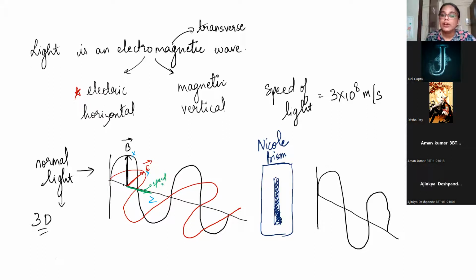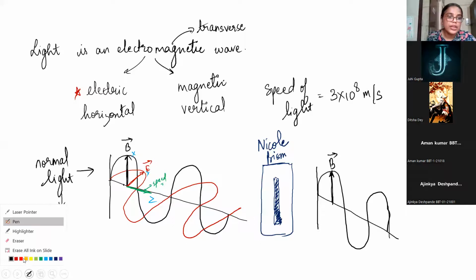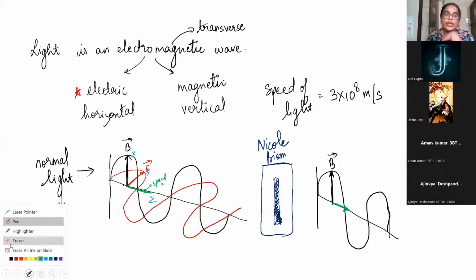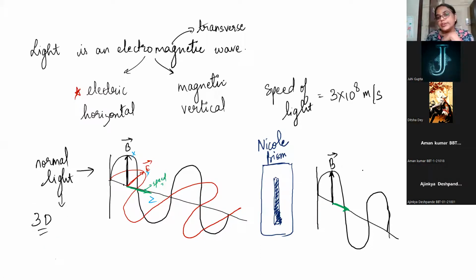Okay, now if you have the vertical, what does it tell you? So this tells you that now this is your magnetic field or magnetic component, and you have speed, or direction of light that is on this way. So now how many components are remaining after it passes through the Polaroid? 2. Only 2. So now it is converted from 3D to 2D. So this is only possible because you have used a Polaroid.